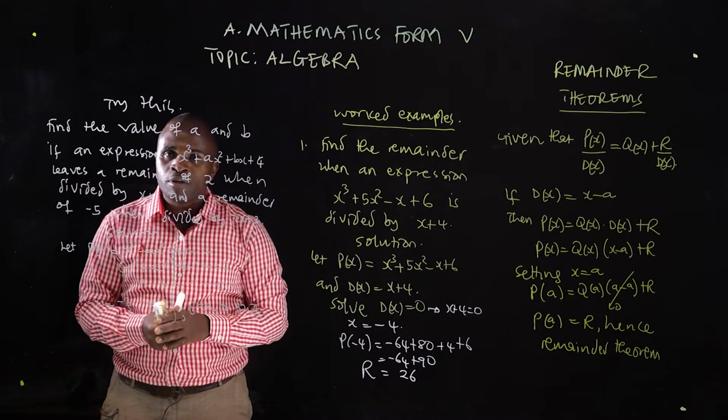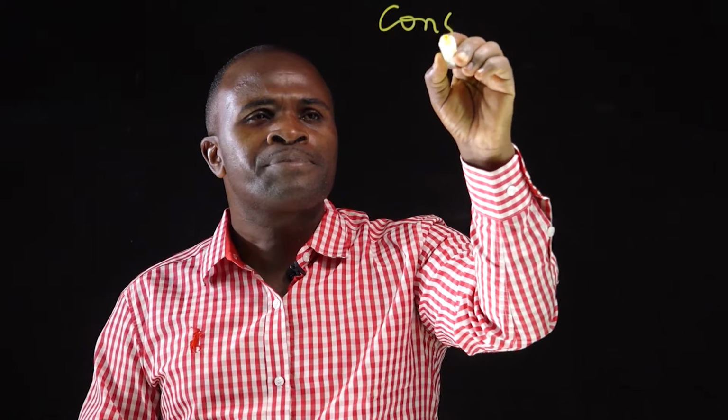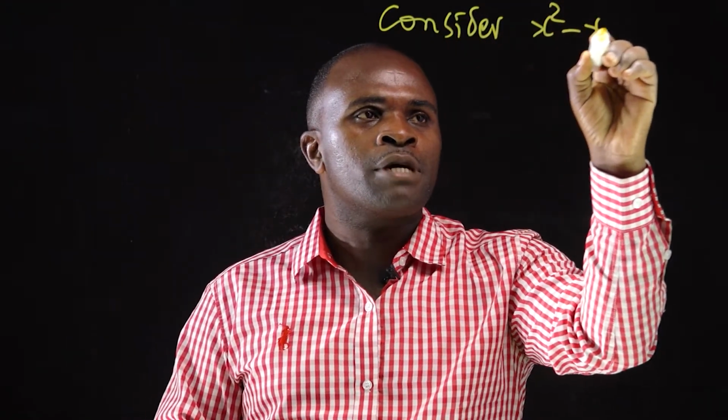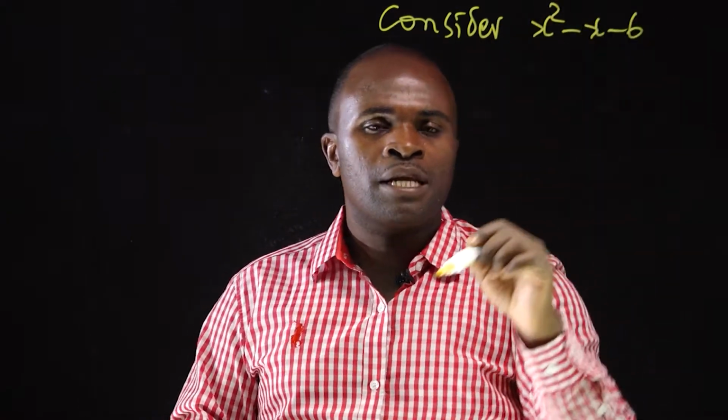So let's go. Okay, we now have the concept of the remainder theorem, where we were finding the remainder without performing long division methods. But now, consider an expression like x squared minus x minus 6.